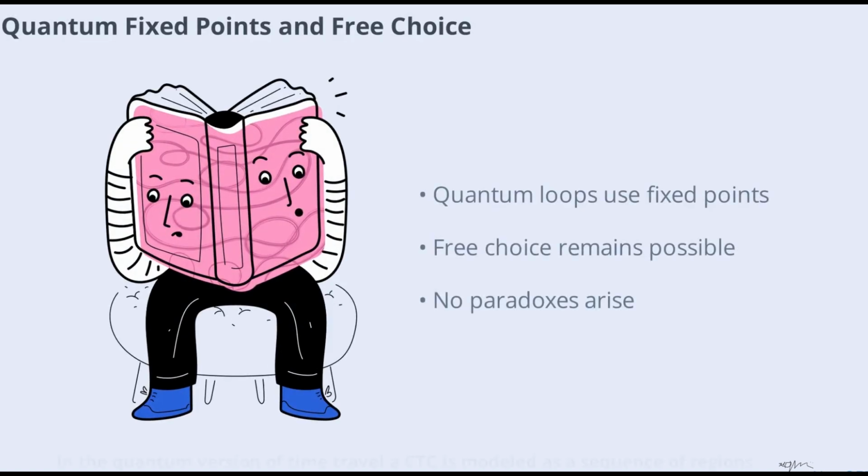In the quantum version of time travel, a CTC is modeled as a sequence of regions, each performing a local unitary operation on a quantum system. The key is the fixed point condition. The state entering the loop must be the same as the state exiting it. When certain operations commute, fixed points always exist, ensuring that even with free choice, the system remains paradox-free. This elegant mathematical structure shows how quantum mechanics and relativity can work together to allow time travel without logical contradictions.